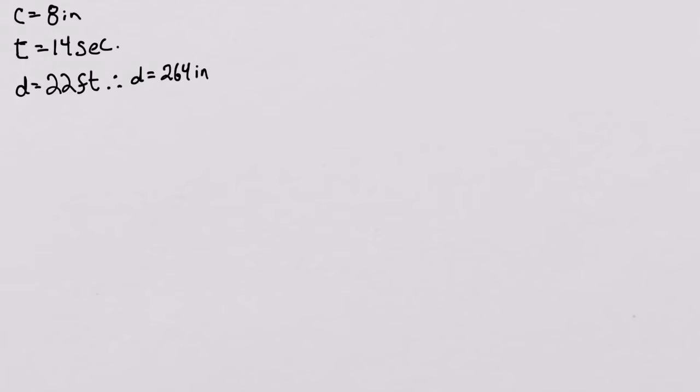Okay guys, I want to go ahead and explain how to do these calculations on the linear velocity lab. Here you can see that I have a circumference of 8 inches. My time will be 14 seconds. You have to do an average of all your different times. And the distance I decided to use as an example is 22 feet. Therefore, my distance is actually 264 inches.